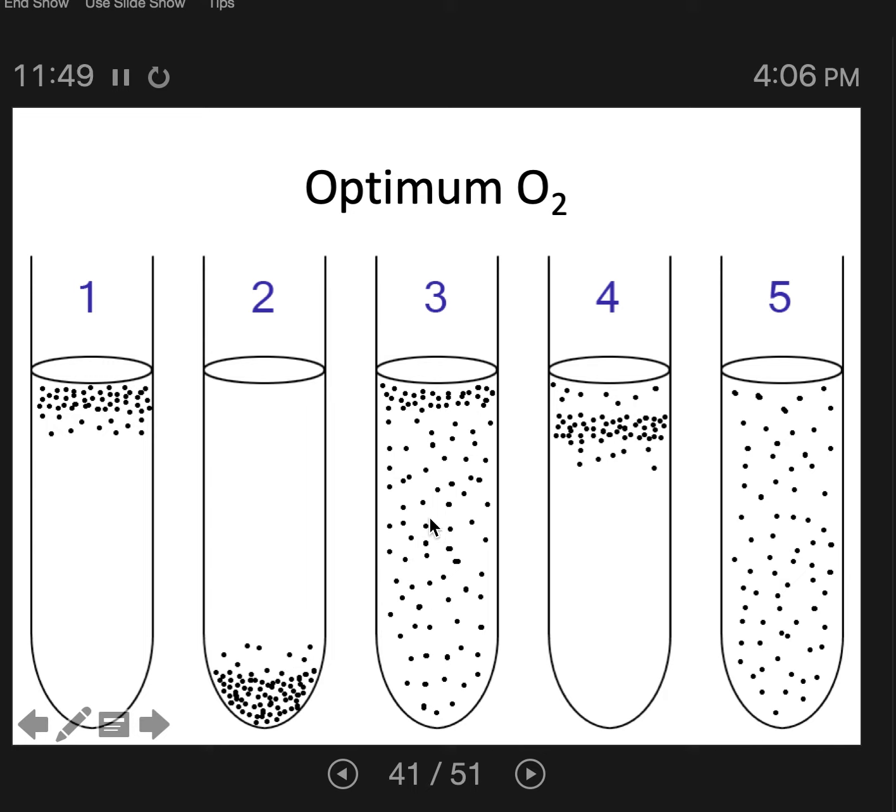Test tube 3, this is the growth pattern of facultative anaerobes. Facultative anaerobes don't have to use oxygen for respiration, but they can when it's present. So you can see that this microbe is growing in a higher concentration where oxygen is high. So it grows faster when oxygen is available. It grows slower when oxygen is unavailable. So it doesn't need to use oxygen, but it can grow faster in the presence of oxygen.